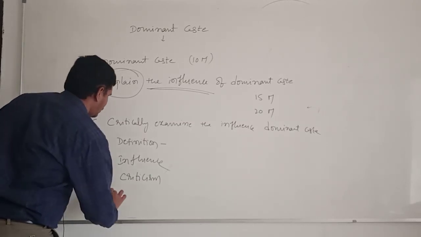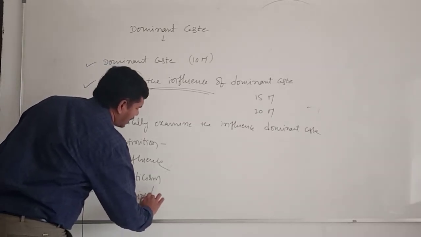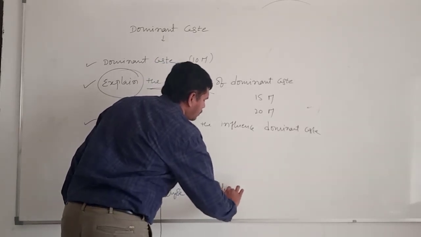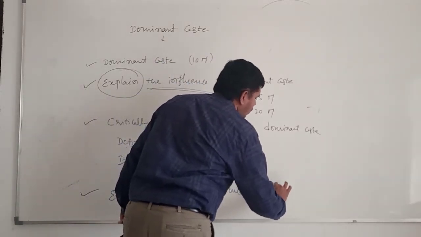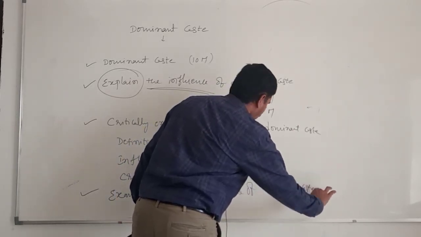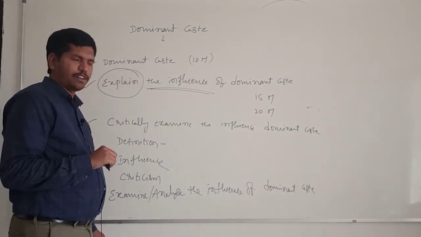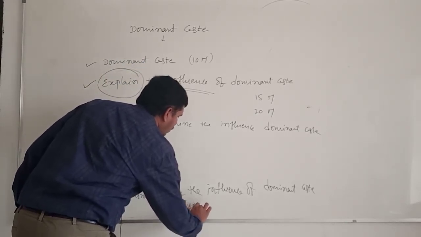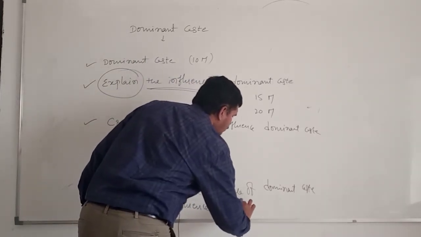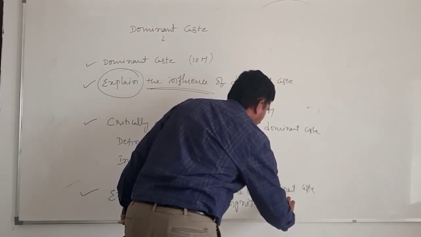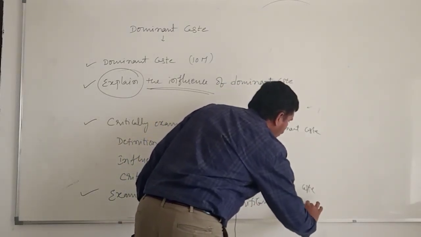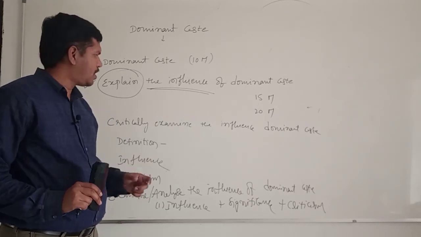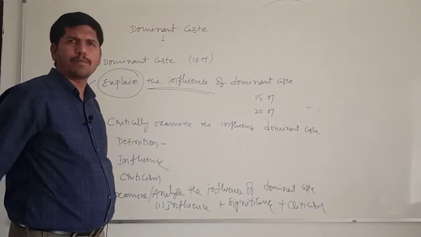Sometimes a question can be asked like this: examine or analyze the influence of dominant caste. Whenever the question is asked in the exam, as I told you previously also, write about the influence. After writing about influence, write about significance. And here write about criticism. I gave you in the previous class also the framework for a particular answer depending upon the keywords. Like this, these are the probable questions.